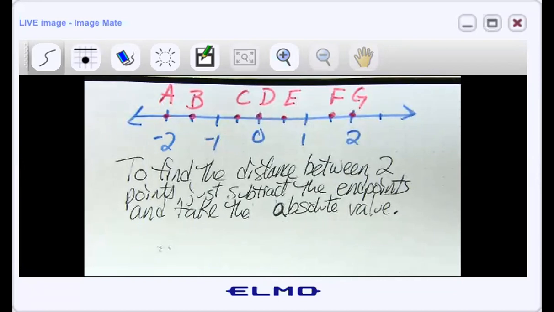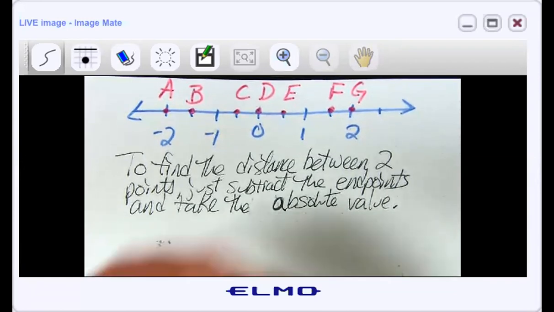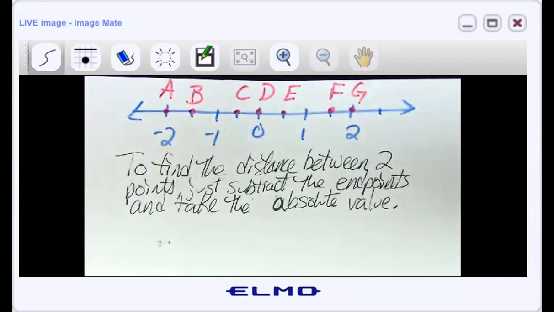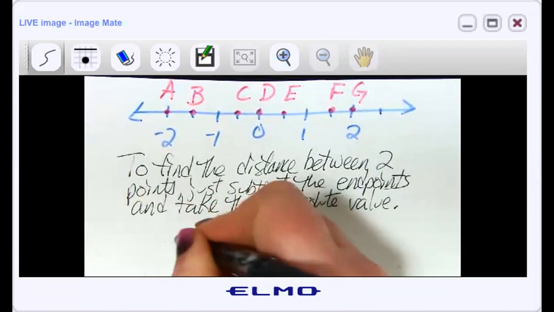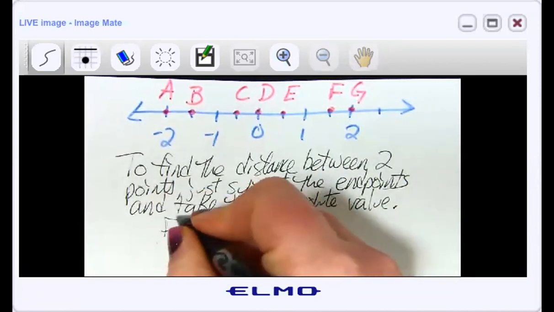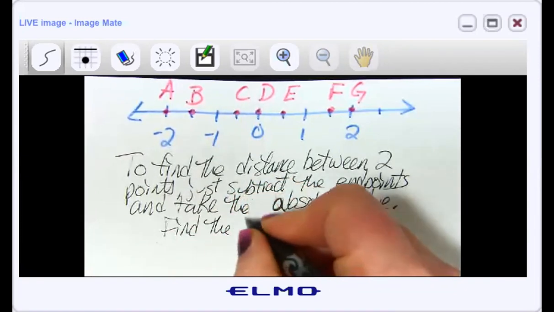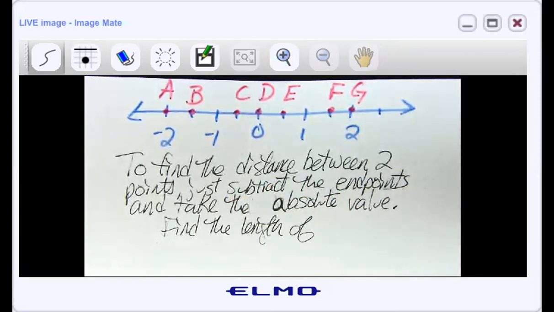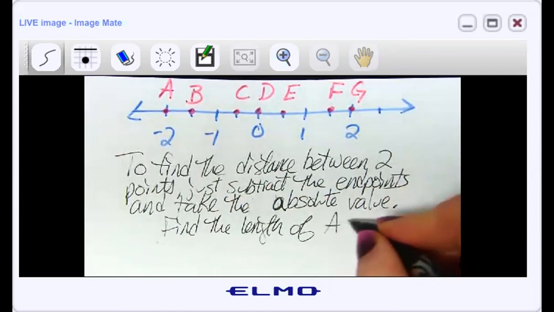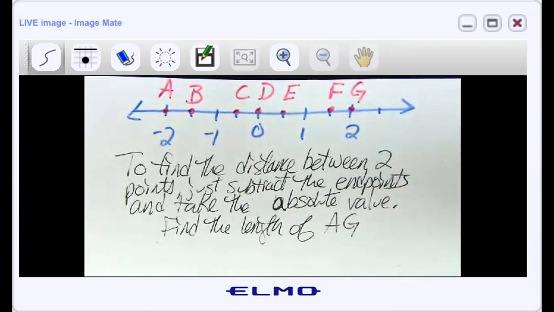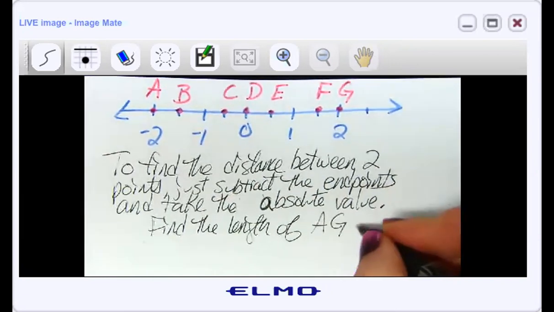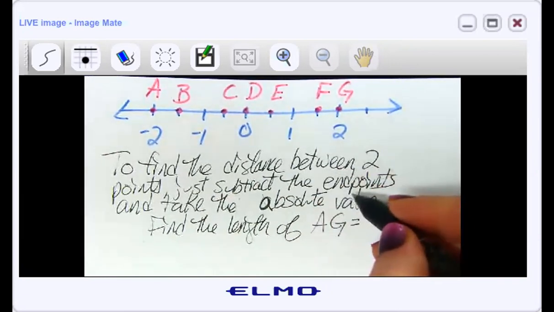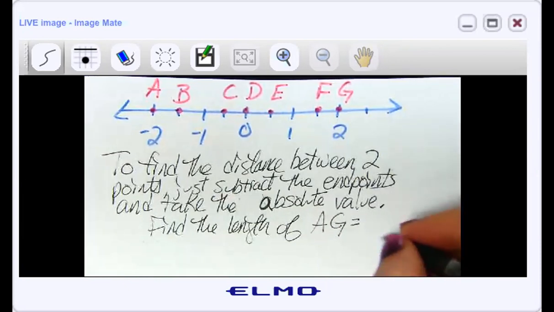So let's see how this works with a number line like this. So let's just say I wanted to find the length of, oh, let's pick a good one. How about AG? Why not? So to do this, according to what we just said here, I'm going to subtract the endpoints and then take their absolute value. So when we write this, it's going to look like this.